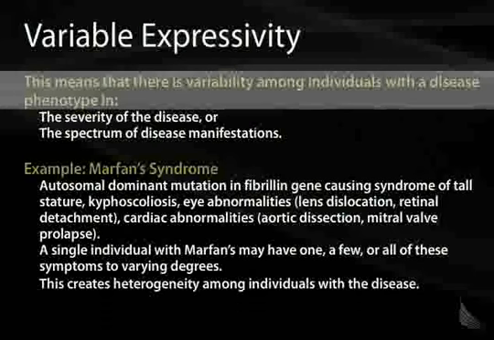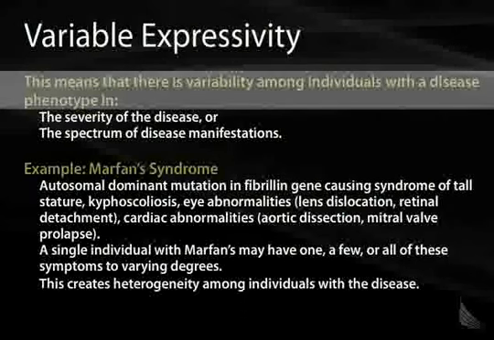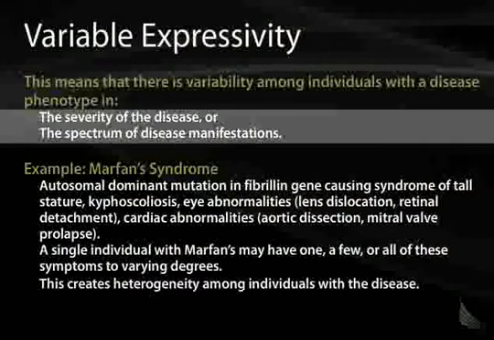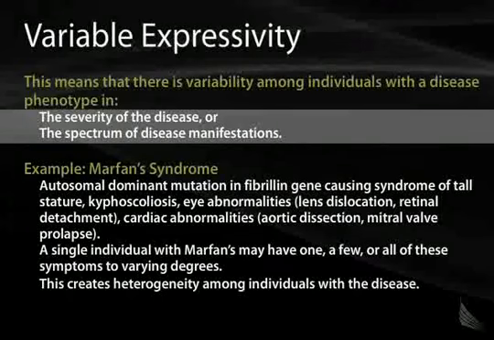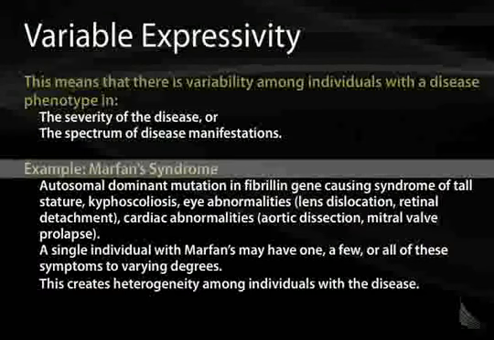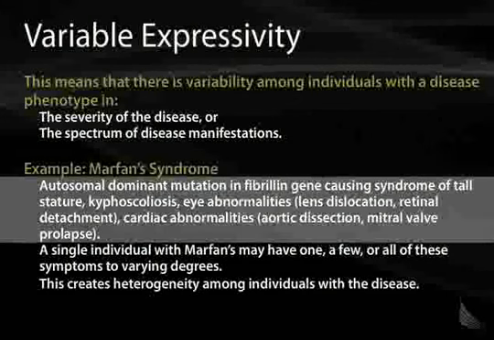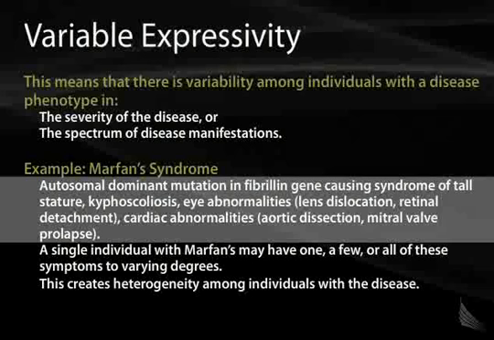Another example of genotype-phenotype discordance is variable expressivity. This means that there's variability among individuals with a disease phenotype in either the severity of the disease or the spectrum of disease manifestations. A good example of a disease that has variable expressivity is Marfan syndrome. Remember, this is an autosomal dominant mutation in the fibrillin gene, so we have structural protein malformation. Now the syndrome, we see tall stature, we see kyphoscoliosis, eye abnormalities such as lens dislocation or retinal detachment, and cardiac abnormalities such as aortic dissection or mitral valve prolapse.